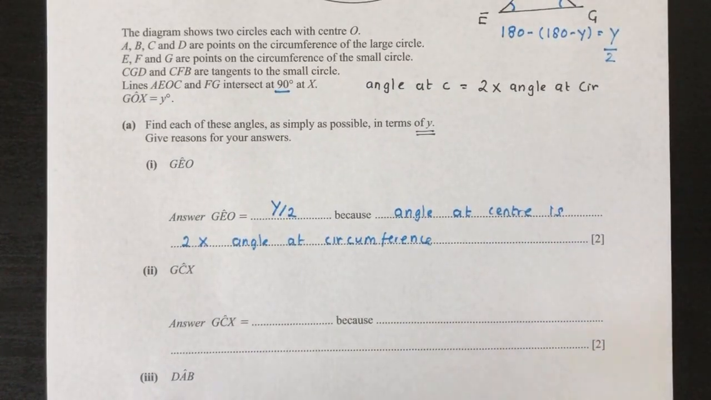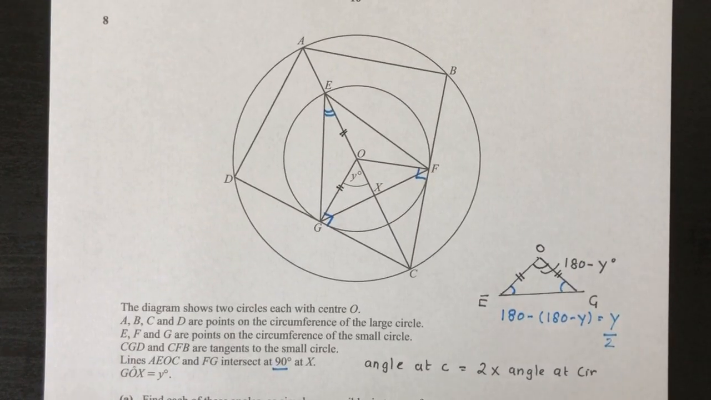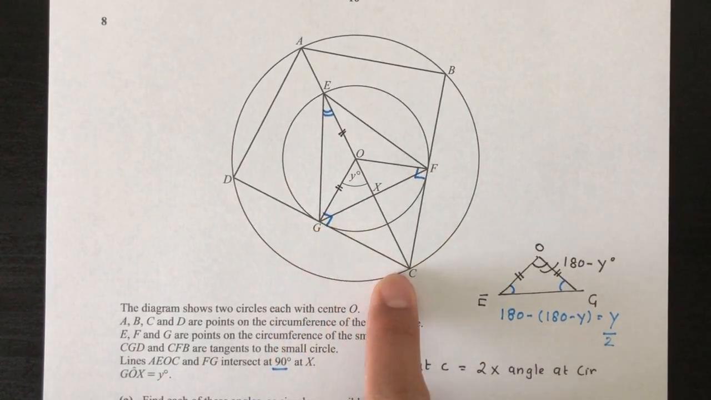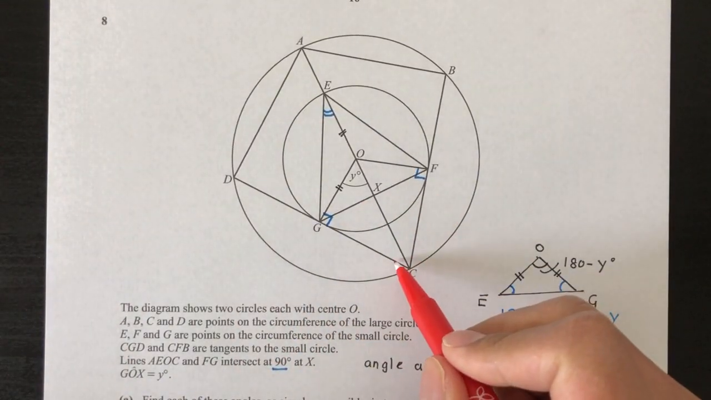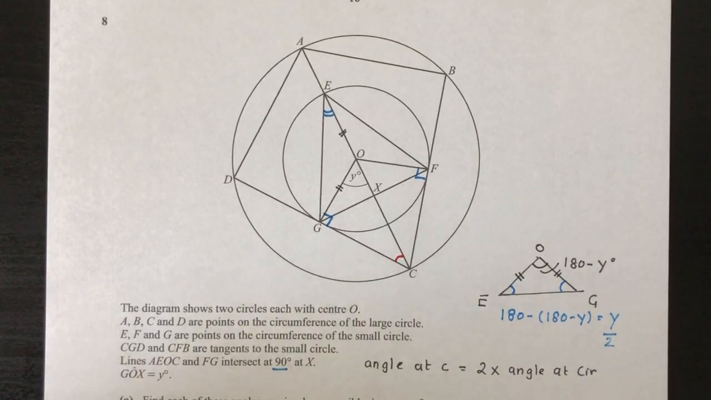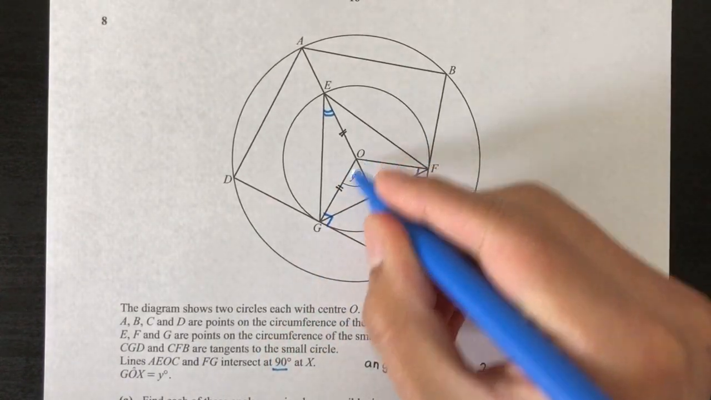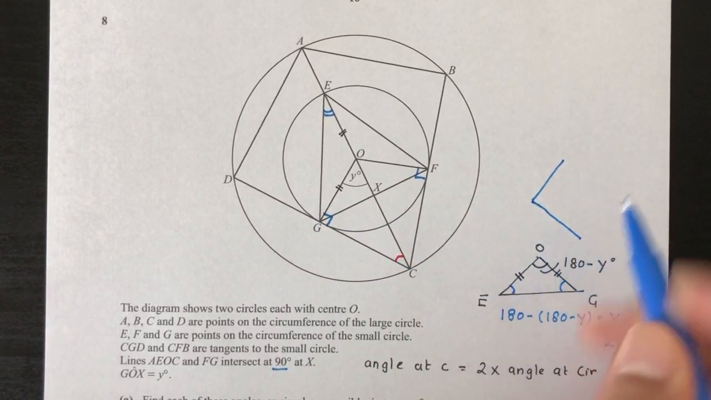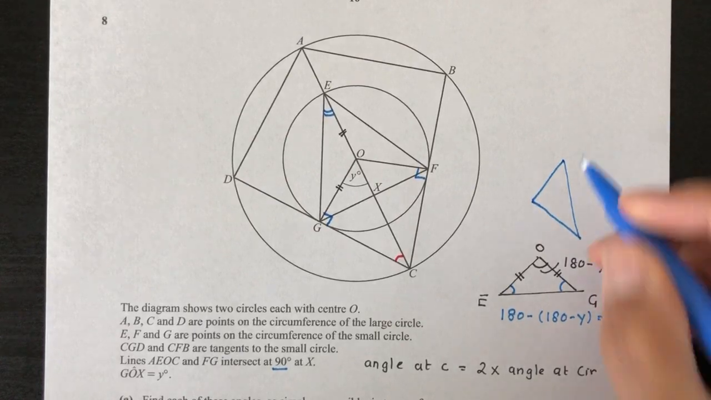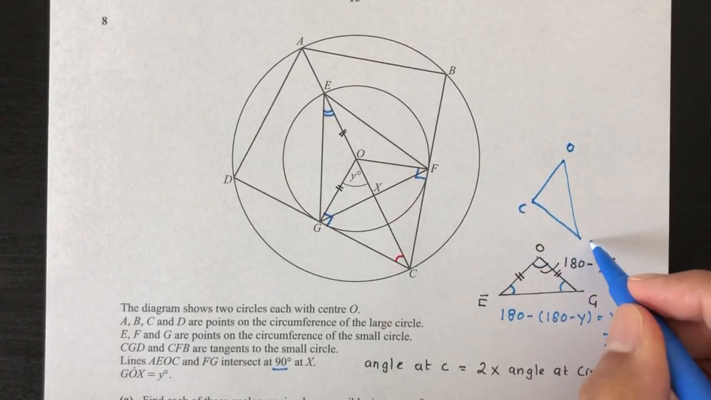Now for part 2, we have to find the angle GCX. So where is GCX? We have to find this angle. One thing we can do here is take out the triangle. Let's say we have the triangle OGC. If you observe O, G, and C, let's label this.